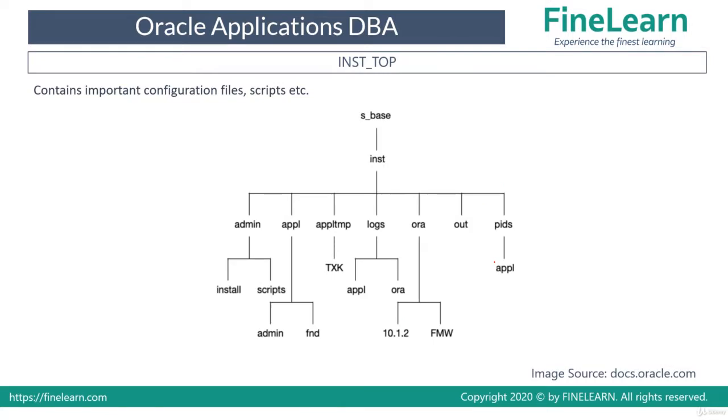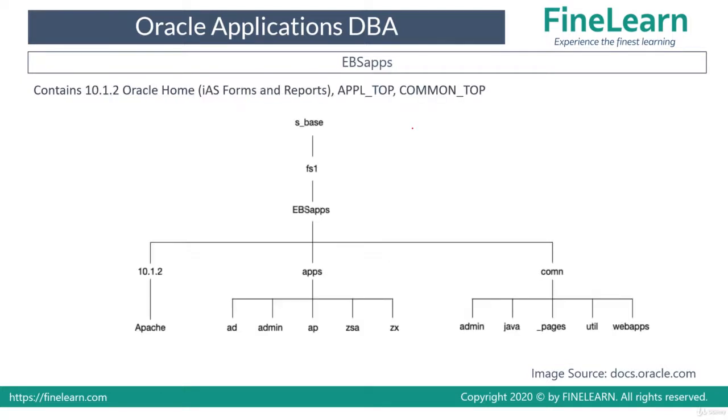And inst-top is a directory which contains several important configuration files and scripts that are required to manage, administer or maintain your Oracle E-Business Suite. We'll see inst-top in detail in the next lessons. And one of the most important ones of all is the Ebs Apps Directory. In the Ebs Apps Directory, you basically have three important directories.